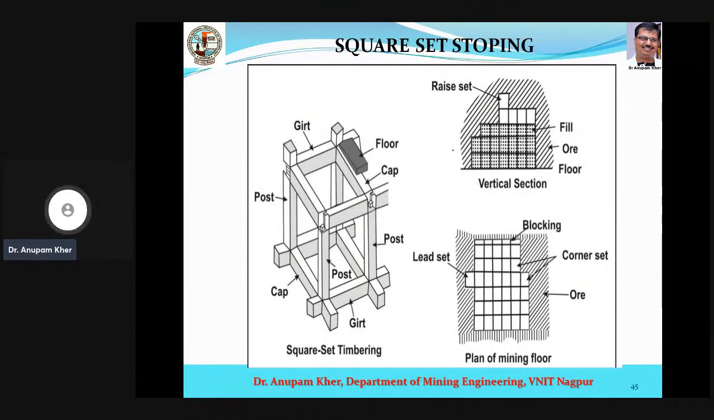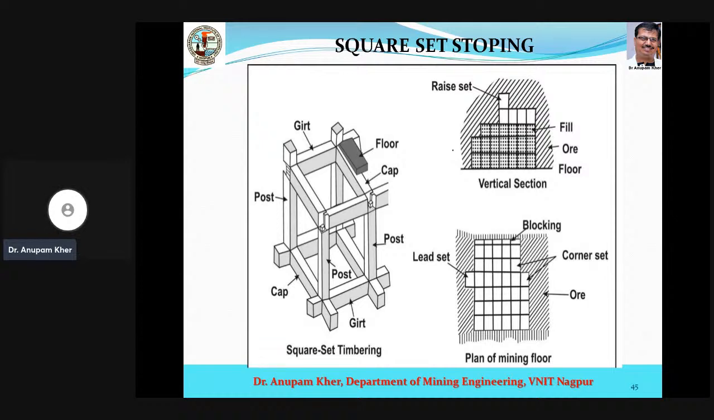Next, where nothing works, where the strata condition is so poor that even the rock is very weak, even the walls are weak, even the ore strength is also very less, then we have to go for what is called square set stoping. As such, this stoping method as of today is obsolete. It is nowhere used.